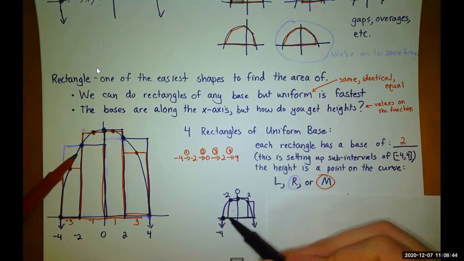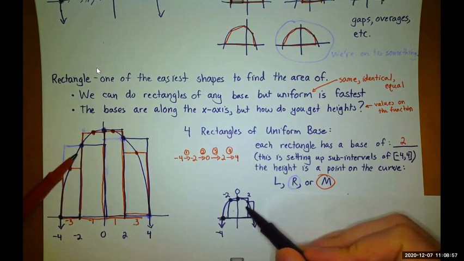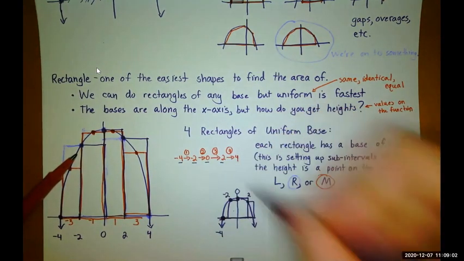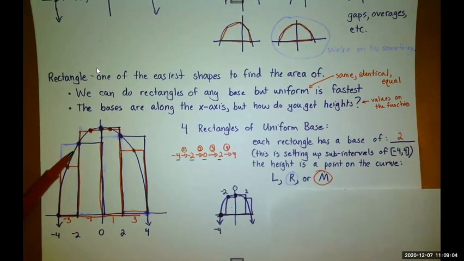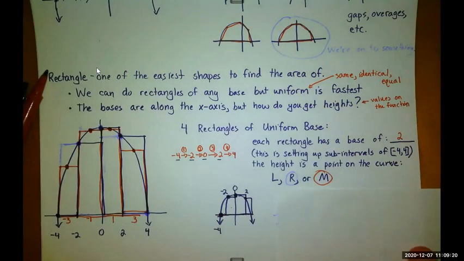First one, negative 4 to negative 2, the height is at negative 4. Second one, negative 2 to 0, the height is at negative 2. Third one, 0 to 2, the height is at 0. Fourth one, 2 to 4, the height is at 2. Those would be the left values for the four rectangles. So that's one option that's commonly done. The second option that's commonly done is the right rectangles. So what do I mean by that?